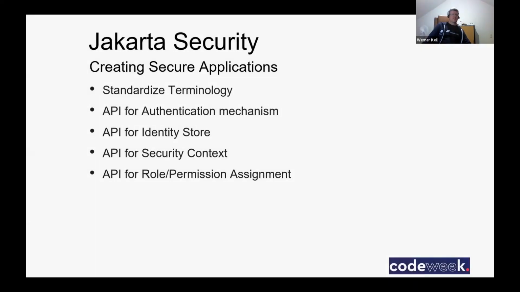And then we have Jakarta Security, which holds the other two together and sits on a somewhat higher level, where the application usually deals with, or also developers, while some of the others are then called and delegated to by Jakarta Security. It exposes the authentication mechanism to the application. It defines an API for identity store, for security context, and for the role permission assignment.